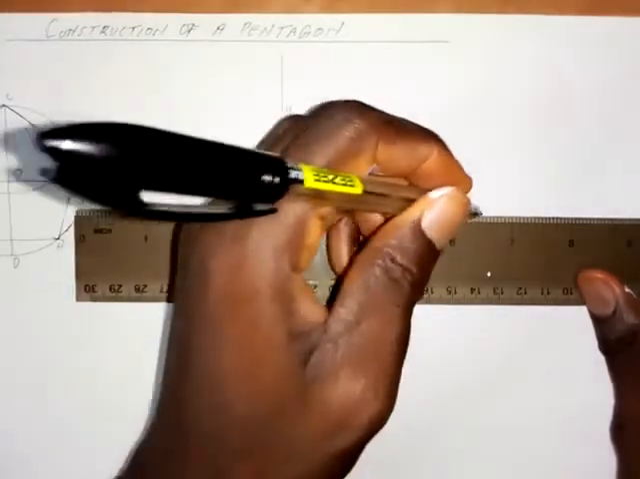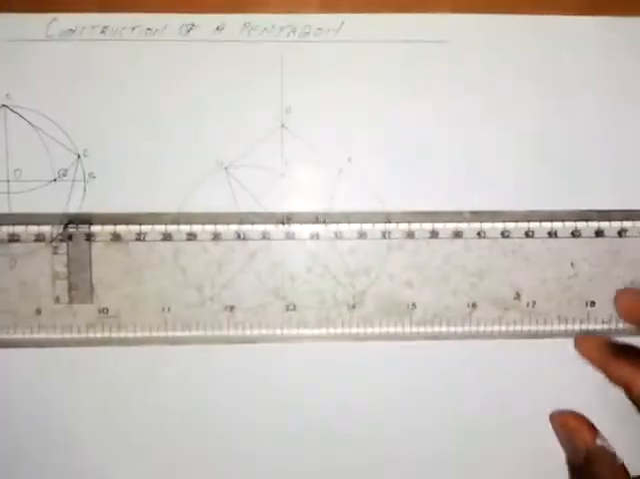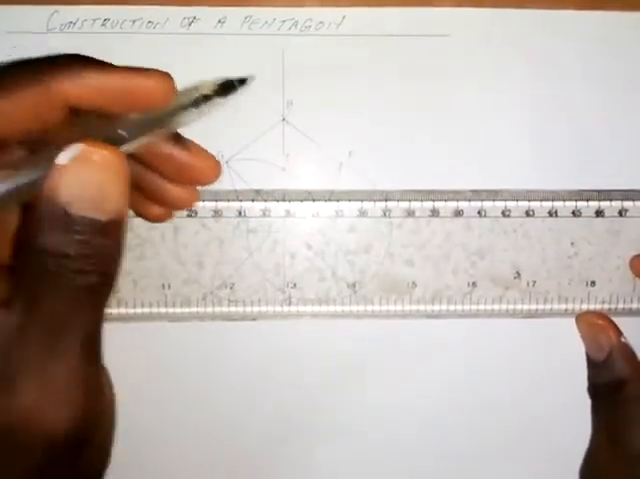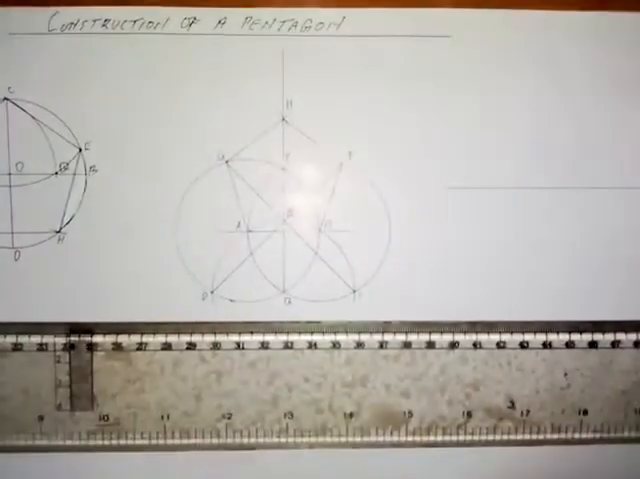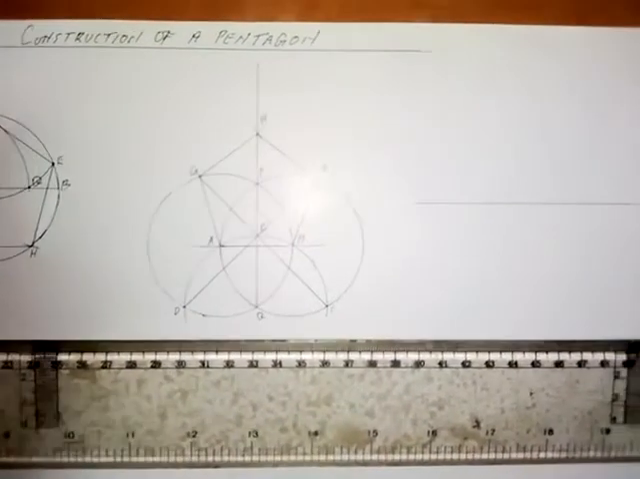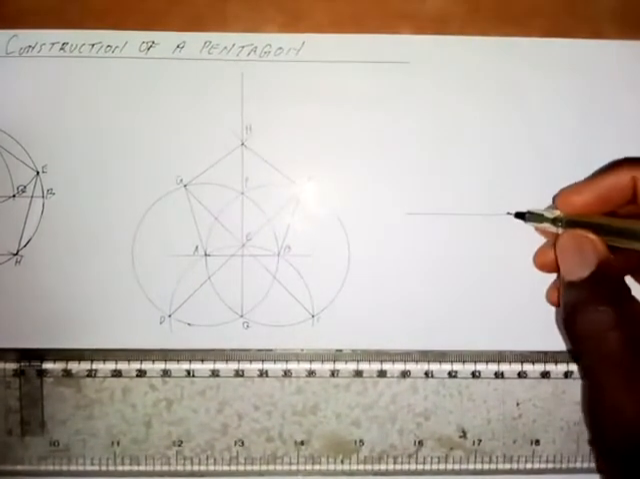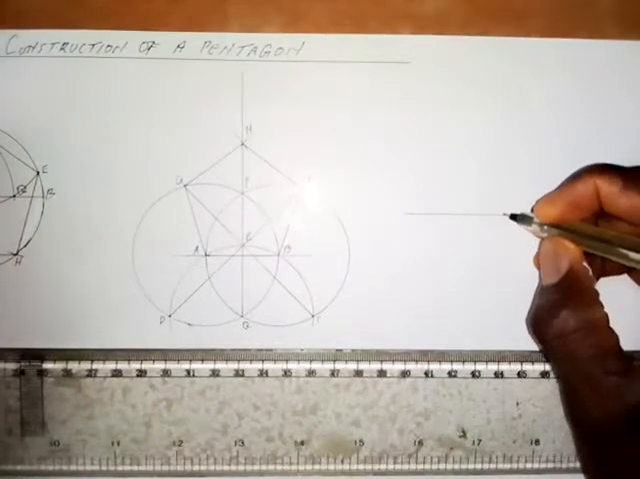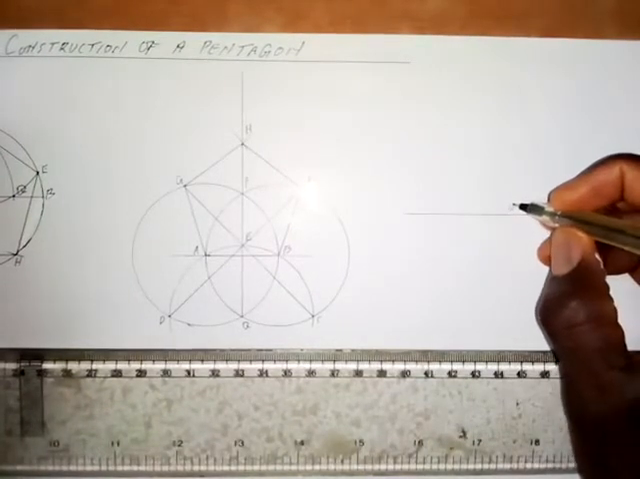So draw a straight line. After drawing this straight line, we have a point on this straight line. Let's call it point O. So this is point O.